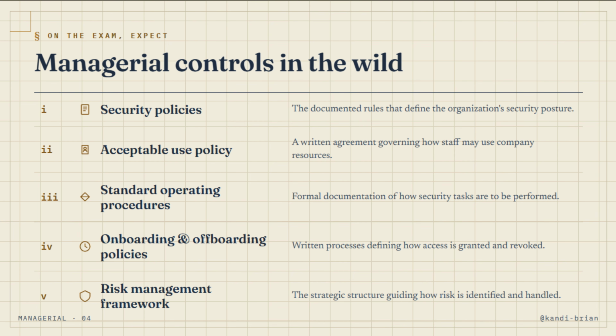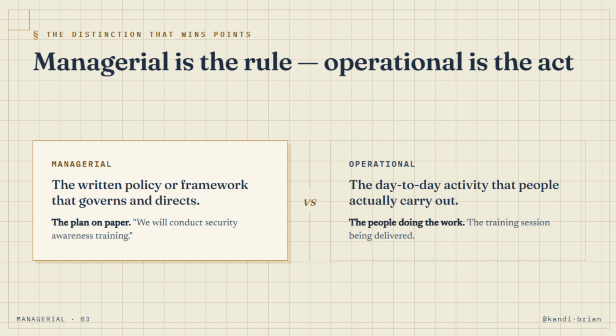Here is the single most important distinction in this entire video, so lean in. Managerial versus operational. This is where the exam earns its points off of unprepared candidates. Both categories involve people. Both can sound procedural, but the difference is clean once you see it. A managerial control is the written policy or framework that governs and directs. An operational control is the day-to-day activity that people actually carry out.